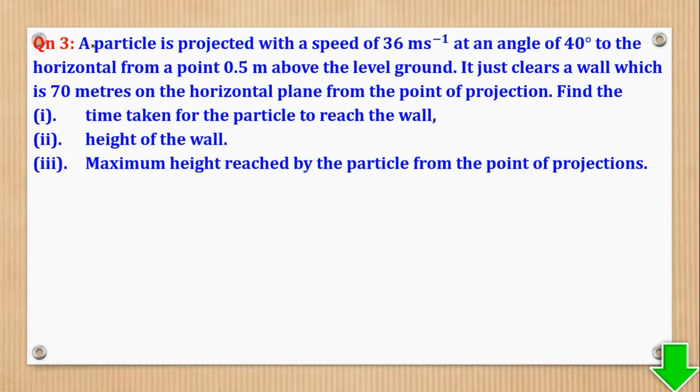Question 3 says a particle is projected with a speed of 36 meters per second at an angle of 40 degrees to the horizontal from a point 0.5 meters above the ground. It just clears a wall which is 70 meters on the horizontal plane from the point of projection. Find Roman 1, the time taken for the particle to reach the wall. Roman 2, the height of the wall. And Roman 3, the maximum height reached by the particle from the point of projection.